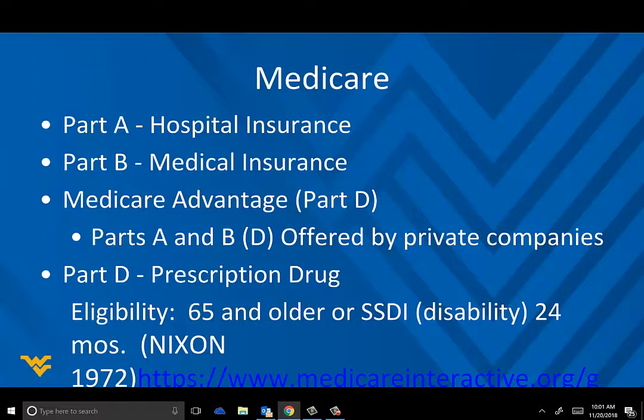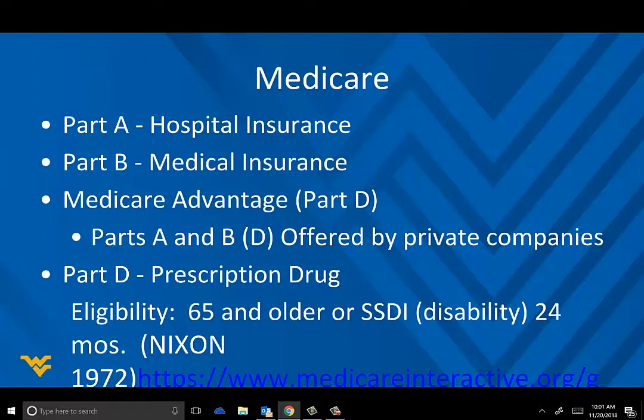Medicare Part A is the hospital. It's inpatient insurance. It takes care of you if you check into the hospital. Part B is that outpatient, what we usually think of as health insurance. Part C is Medicare Advantage. That's A and B combined and offered by private companies. Part D is the prescription drug piece.